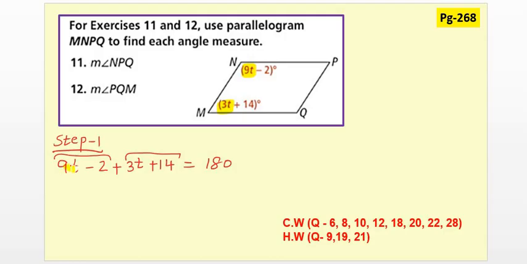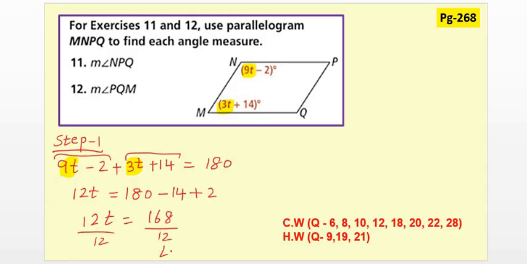Now clearly we can see that 9t and 3t are the like terms. We can add them, so it will give us 12t, and we can move these constant terms to the other side, so it will be 180 minus 14, and this 2 on the other side will turn into positive 2. Let's see what the answer will be. It is giving us 12t equals 168. Now divide each side by 12, so it will give us the value of t, that will be 14.